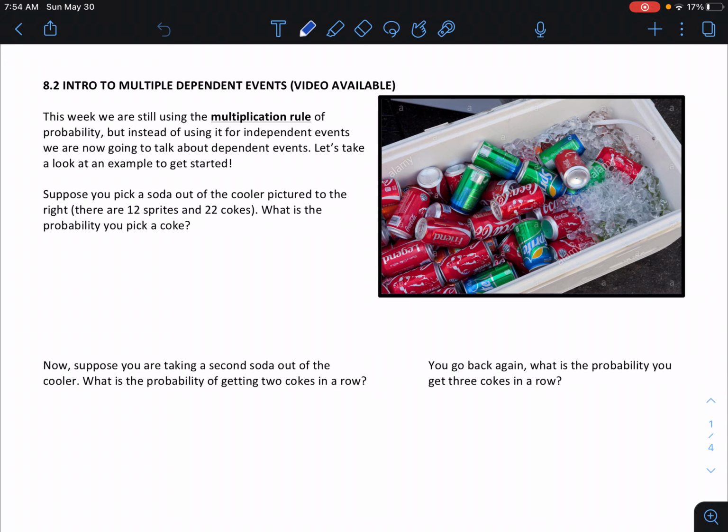So let's just jump right into this example so we can see what's going on. So it says, suppose you pick a soda. It's either soda or pop, right? Depending on who you are. Suppose you pick a soda out of the cooler pictured to the right. There are 12 Sprites and 22 Cokes. What is the probability you pick a Coke?